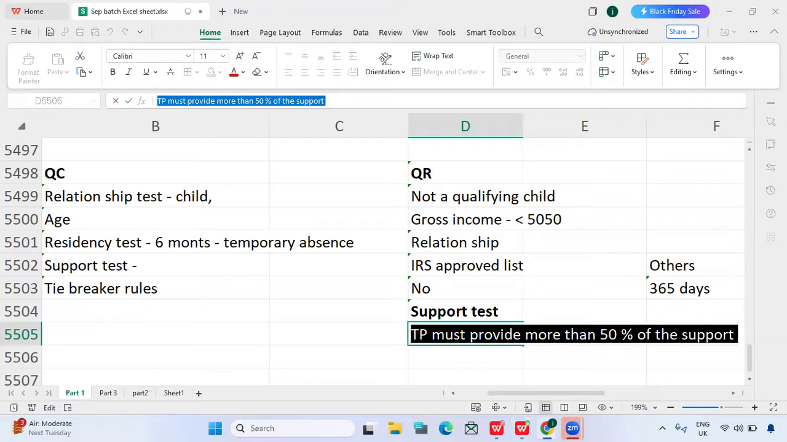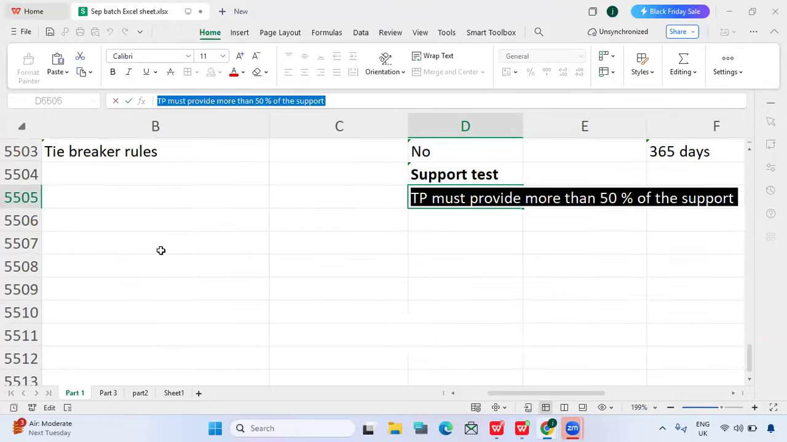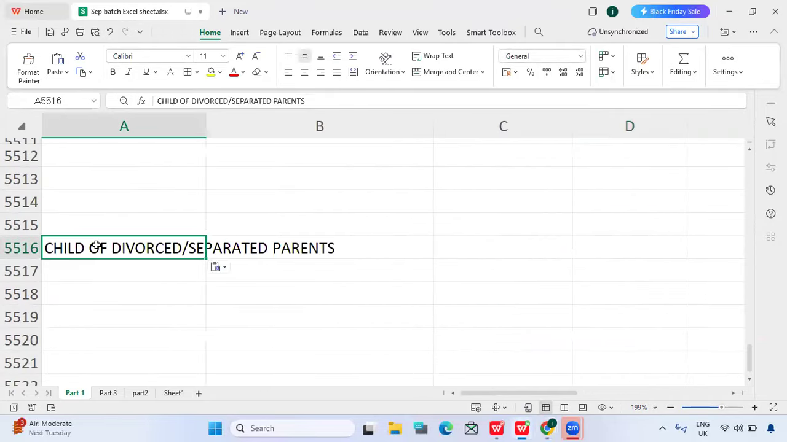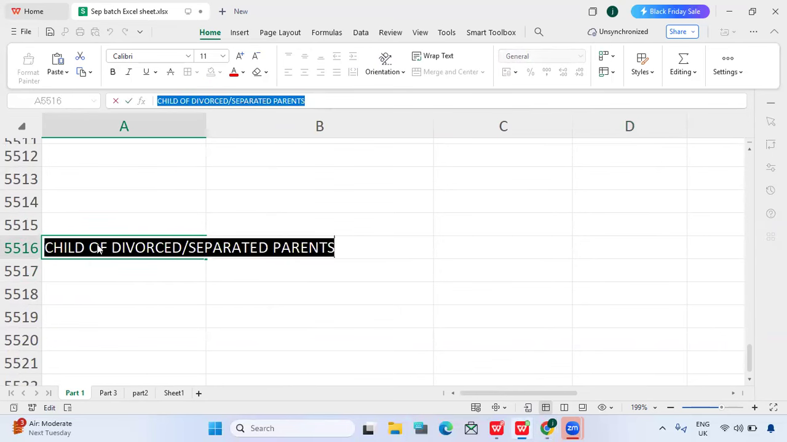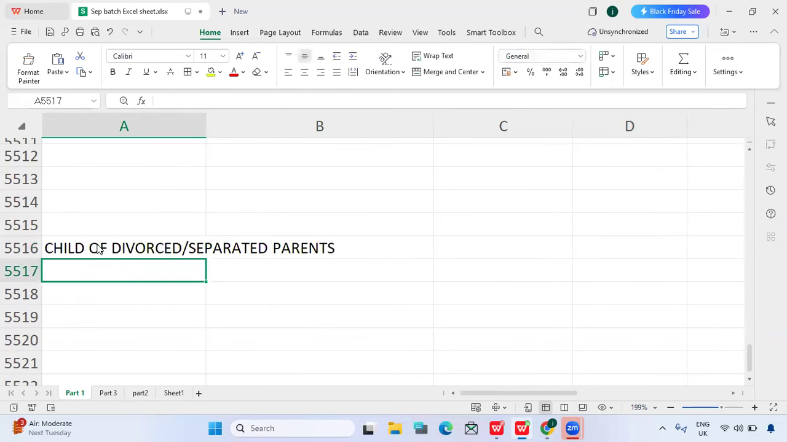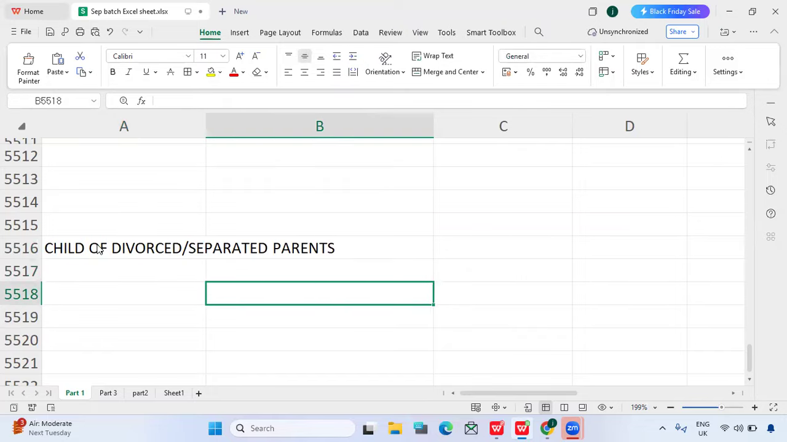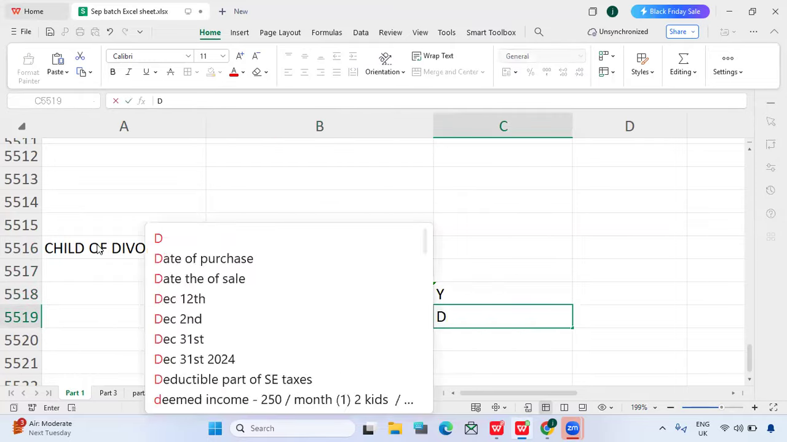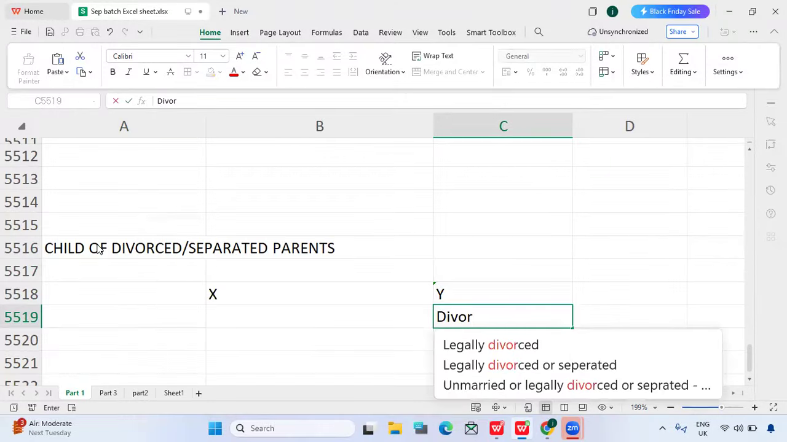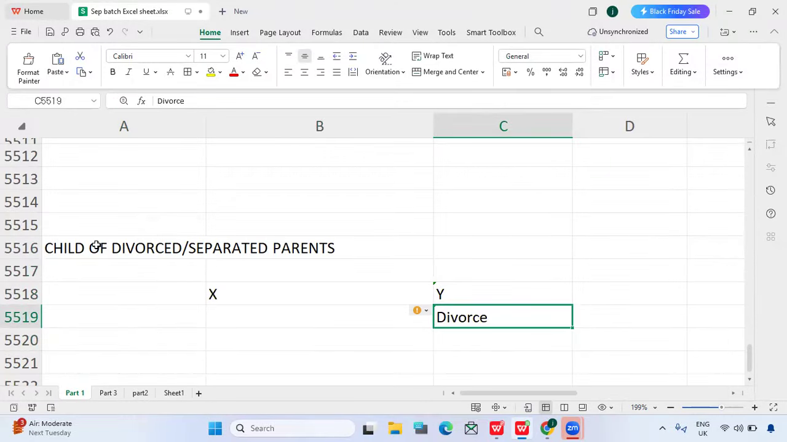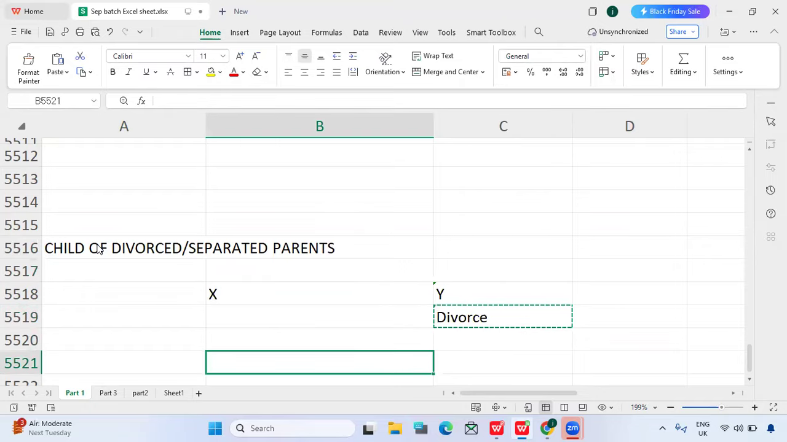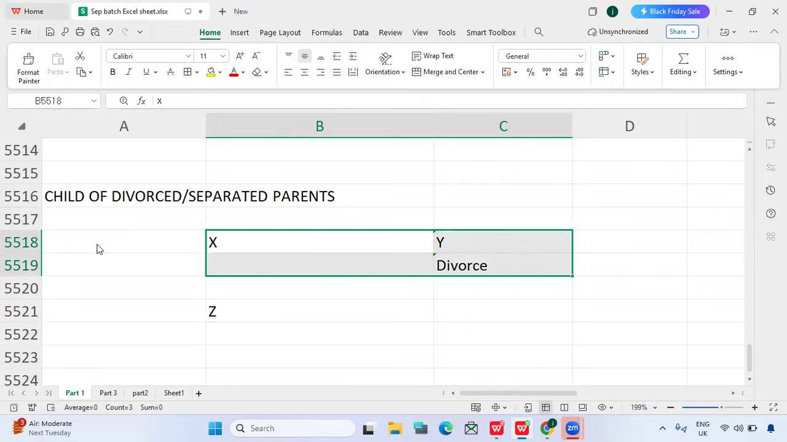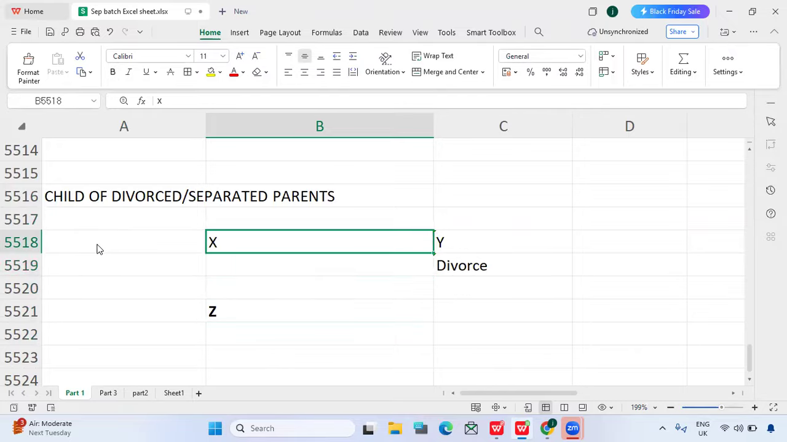And next one, child of divorced or separated parent cases. Generally we have this custodial rule, an important thing. So in child of divorced or separated parents cases, who generally can claim? Let's say we have taxpayer X and another person Y. They applied for divorce and were granted the divorce. Now X and Y have a child, Z. So who can claim Z as a dependent? X can claim or Y can claim.